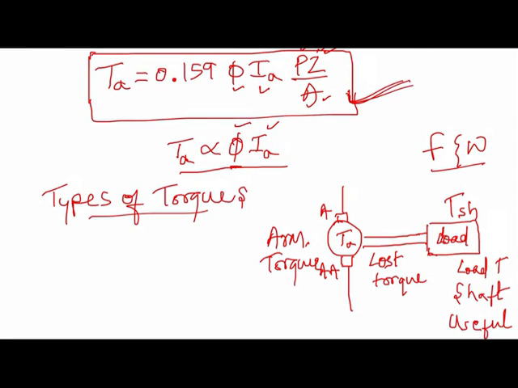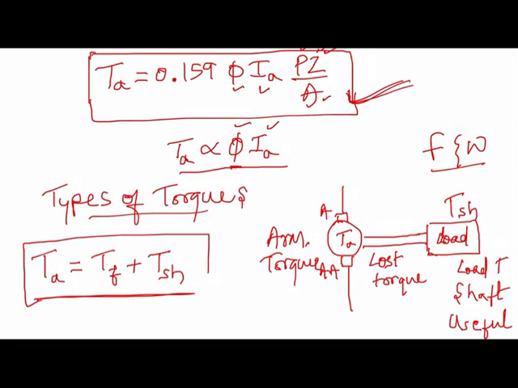Now from this we can say that the torque developed in the armature TA is equal to the lost torque, which we will represent with Tf since it involves the friction and windage losses, plus the torque which is available at the load for doing the useful work, that is TSH. So these are the three types of torques available in the DC motor: the armature torque is equal to the lost torque plus the shaft torque.